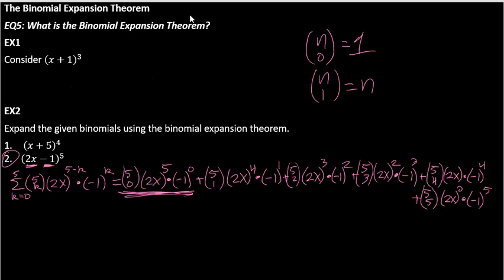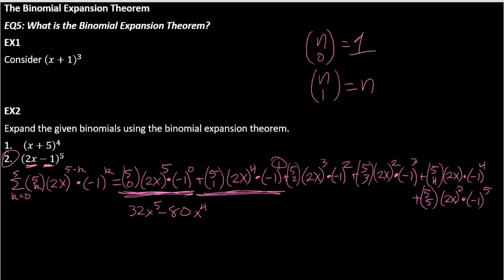Okay, so 2 to the fifth, that's going to be 32. So I've got 32x to the fifth power times negative 1 to the 0, which is just 1. So 32x to the fifth power, that's my first term. 5 choose 1, that's going to be 5 times 2x to the fourth. So 2 to the fourth is just 16. So I'm going to have 16 times 5, so that's 80. And this 80 here is going to be negative because of this negative 1 to the first power. So it's going to be minus 80 times x to the fourth power.